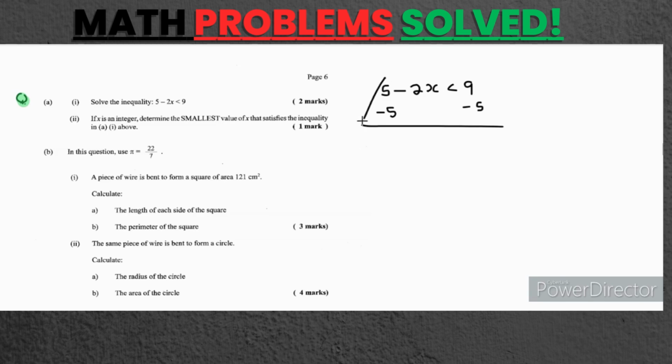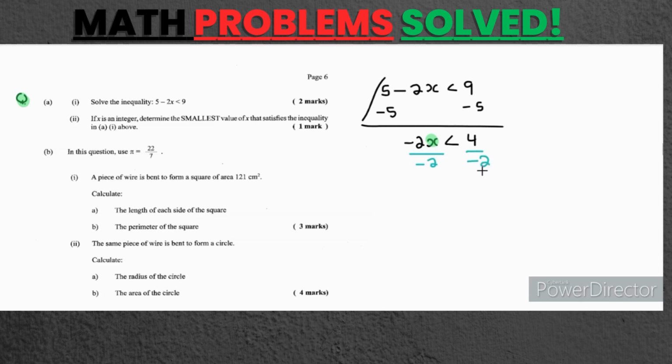We know this 5 and 5 cancel out, right? 9 minus 5 is 4. And this is less than, here you will write negative 2x as it is. So because you have to solve this inequality for x, you will get rid of this negative 2 here, right? To get rid of the negative 2, you will divide both sides of the inequality by negative 2.